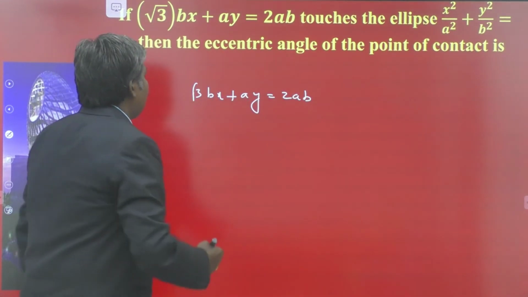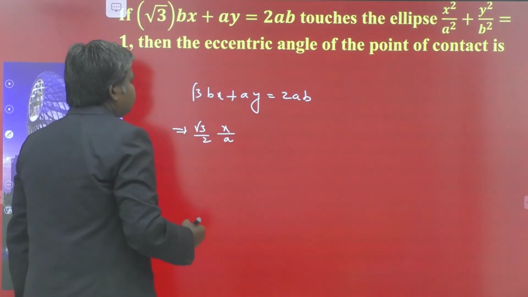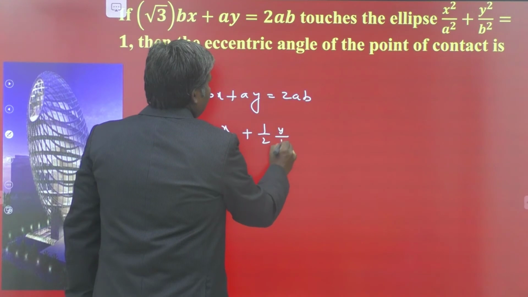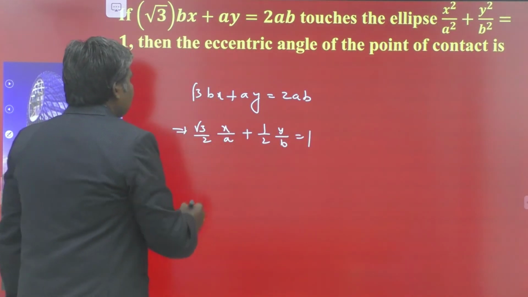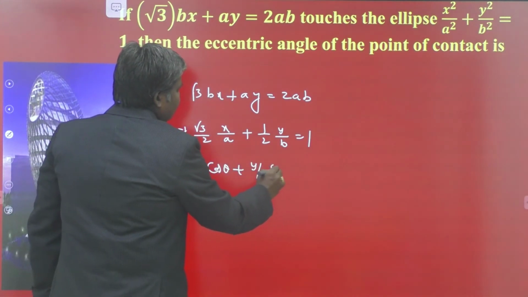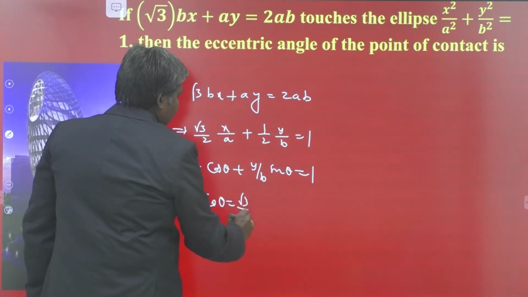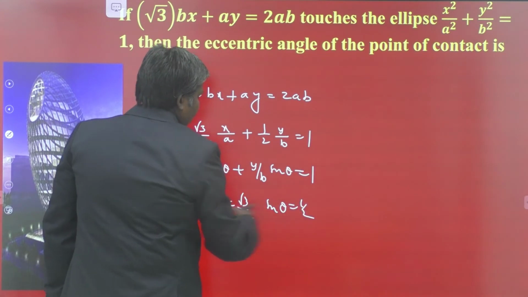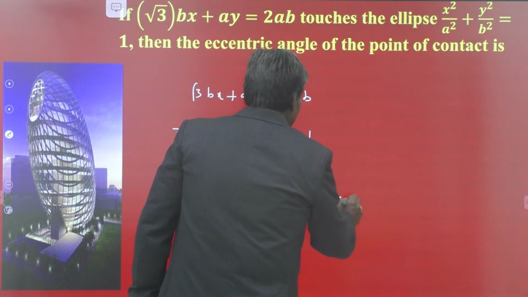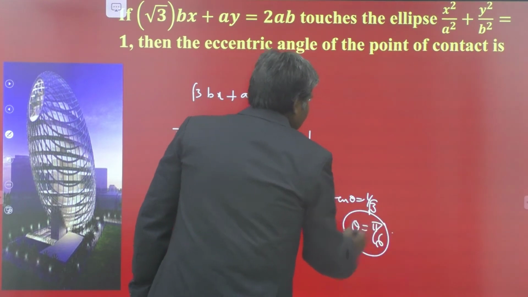So divide with 2ab on both sides, we get root 3 by 2 times x by a plus 1 by 2 times y by b is equal to 1. Compare this with x by a cos theta plus y by b sin theta is equal to 1. From that immediately we have cos theta is equal to root 3 by 2 and sin theta equal to 1 by 2. Both are positive, therefore it is in the first quadrant. So we have tan theta is equal to 1 by root 3. Therefore theta is equal to 30 degrees, that is pi by 6. This is the eccentric angle.